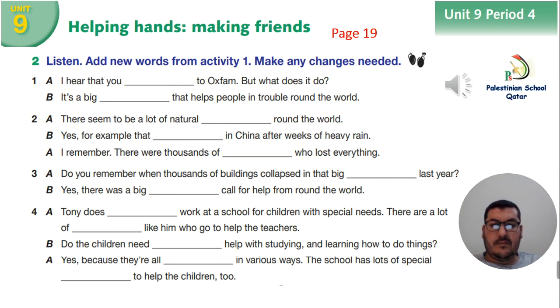1. I hear that you belong to Oxfam, but what does it do? It's a big organisation that helps people in trouble round the world. 2. There seem to be a lot of natural disasters around the world. Yes, for example that flood in China after weeks of heavy rain. I remember. There were thousands of victims who lost everything.